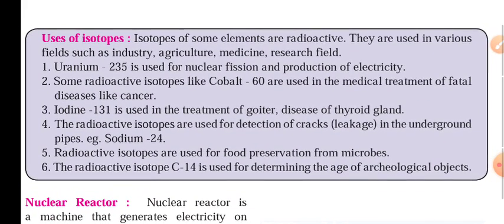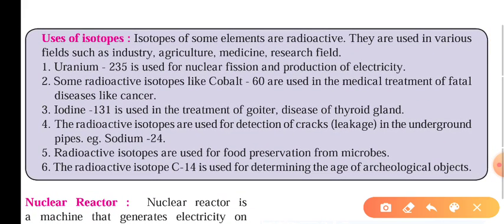These isotopes are very useful in our life. The first one is that uranium 235 is used for nuclear fission and production of electricity in nuclear reactors or nuclear power plants. Some radioactive isotopes like cobalt 60 are used in the medical treatment of fatal diseases like cancer. In cancer treatment, cobalt 60 is used.